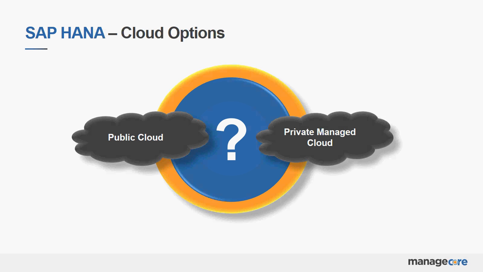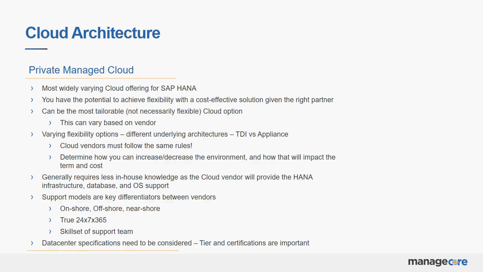Now our focus shifts from on-premise environments to cloud options. I'm going to go through the public cloud and private managed cloud options. So we'll start with private managed cloud. It is the most widely varying cloud offering for SAP HANA. You have any vendor out there that offers cloud, and on the back end they could have a multitude of different configurations, and it could depend on the specific vendor or the specific deal. So you may have a situation where you go into one of these private managed clouds and they've made a solution custom tailored for you. And that may be something you need, but just something to keep cognizant about.